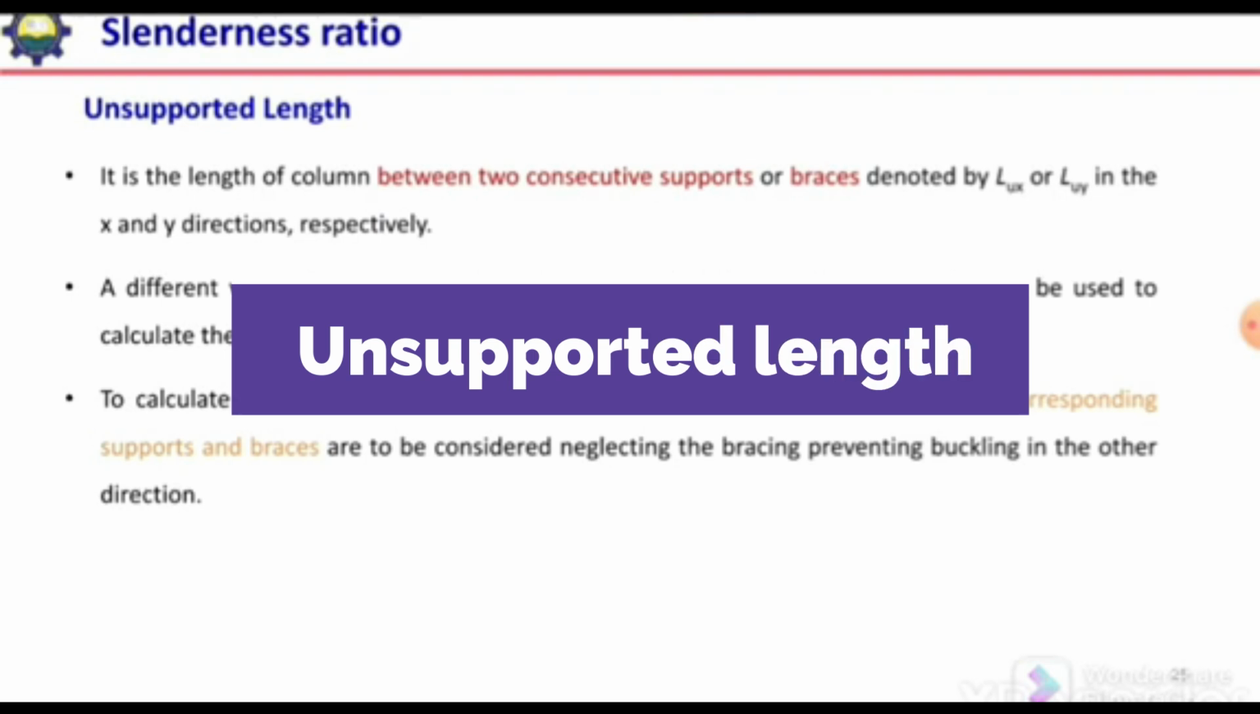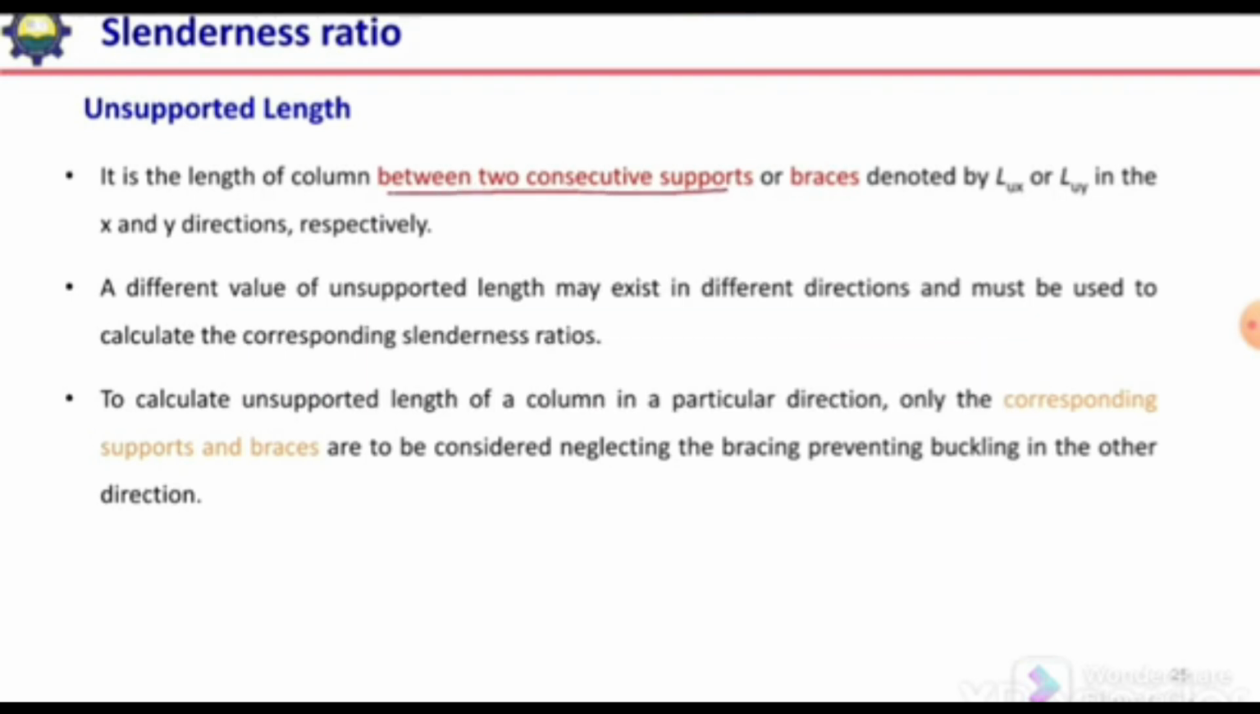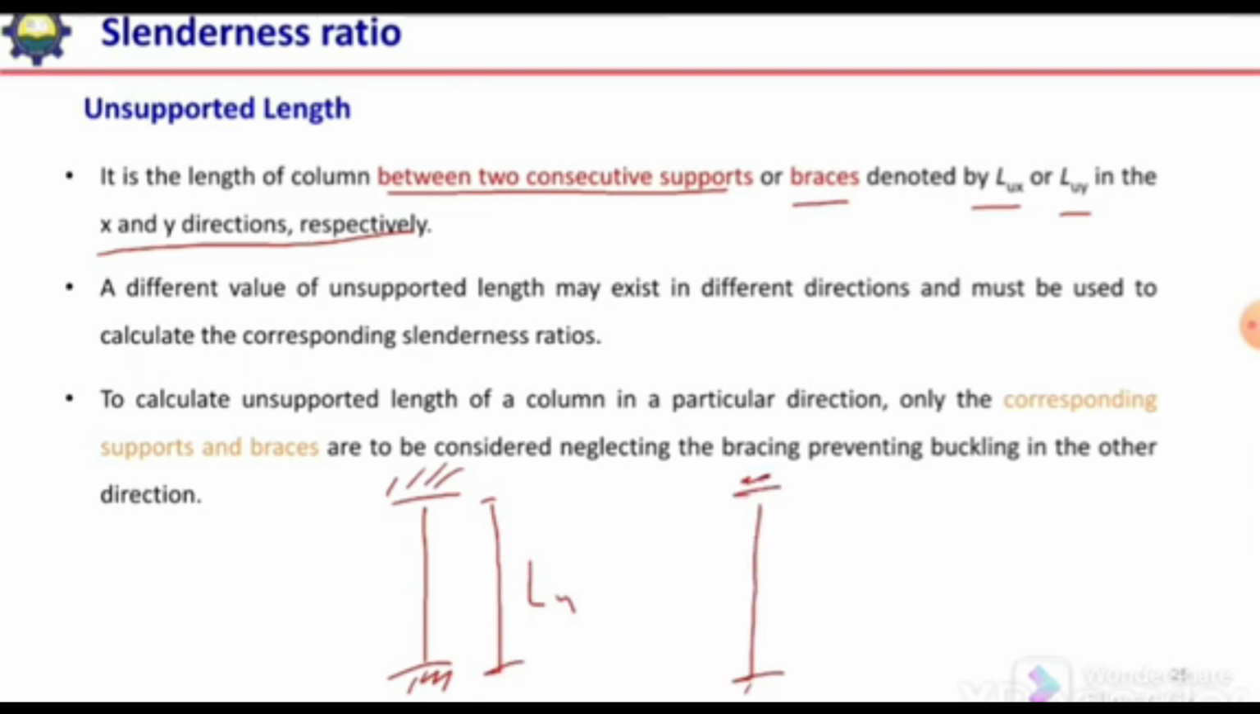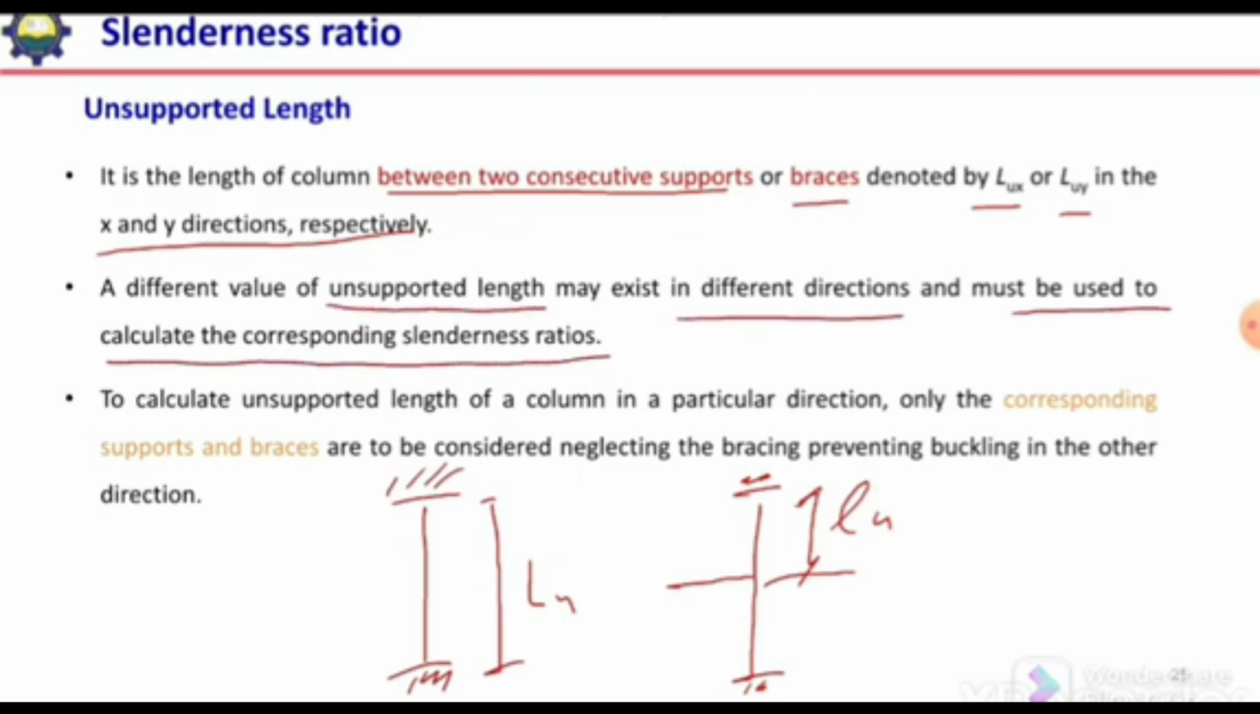So first of all, unbraced length. It is the length of column between two consecutive supports or braces, denoted by Lux, Luy in the X or Y direction respectively. So if we have a support here and a support here, this is the unbraced length Lu. But if we have bracing in between like this, then this much will be the unbraced length Lu. A different value of unsupported length may exist in different directions and must be used to calculate the corresponding slenderness ratio. So first we need to consider the direction.